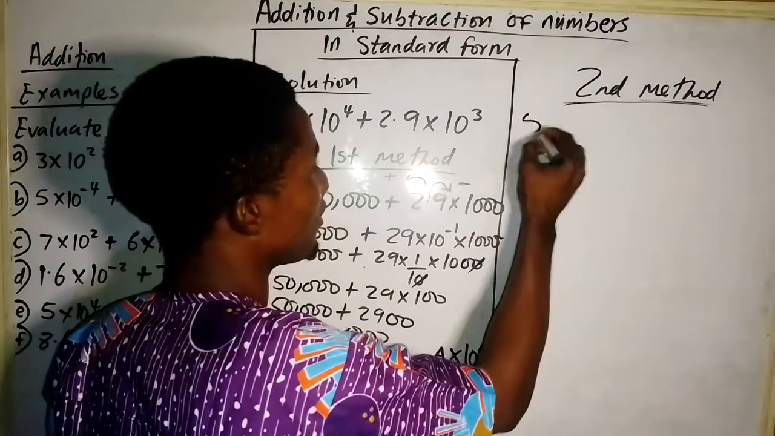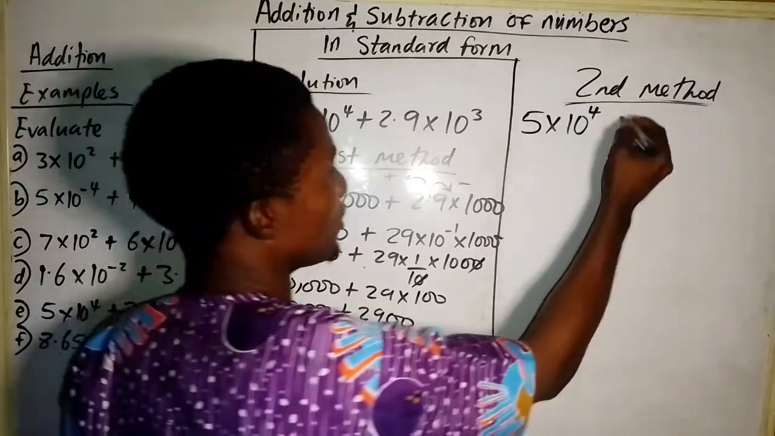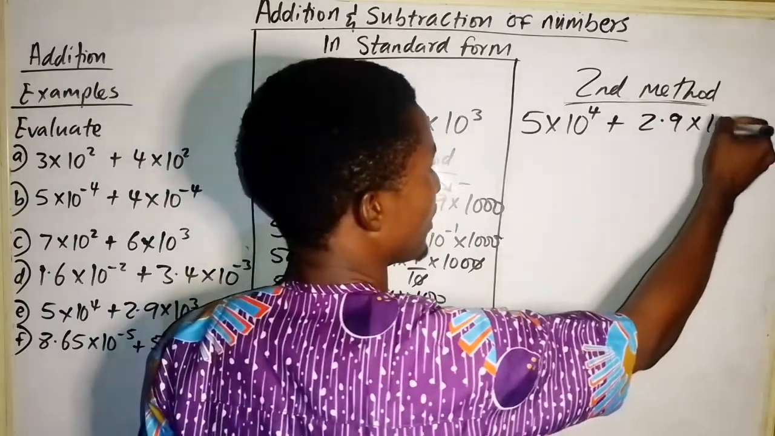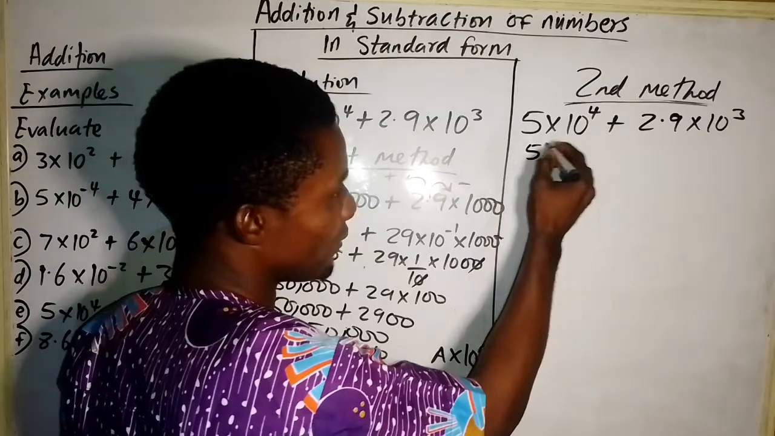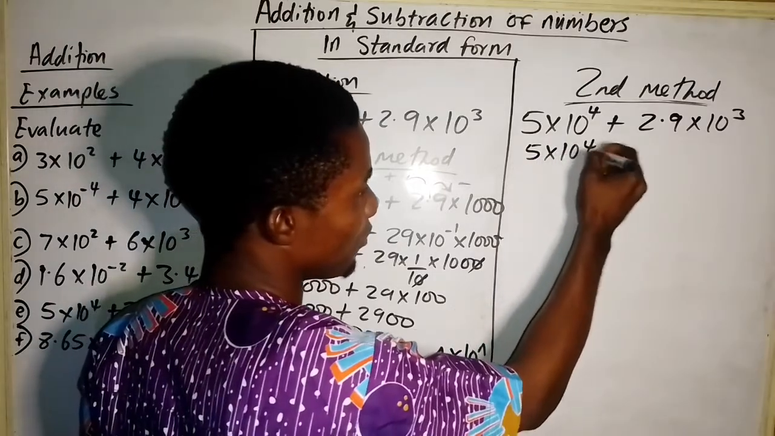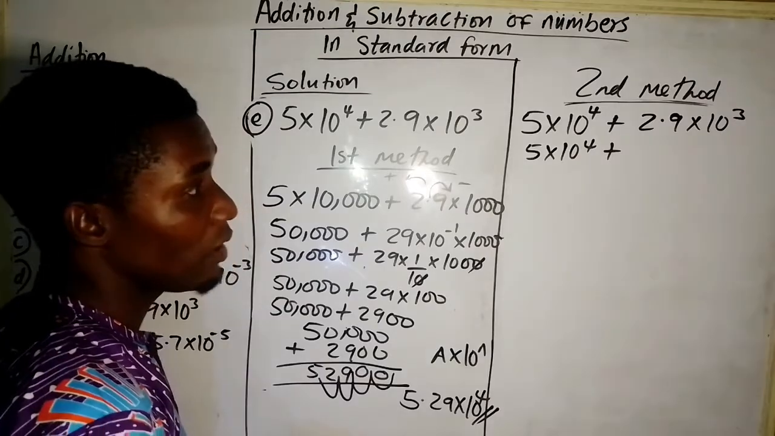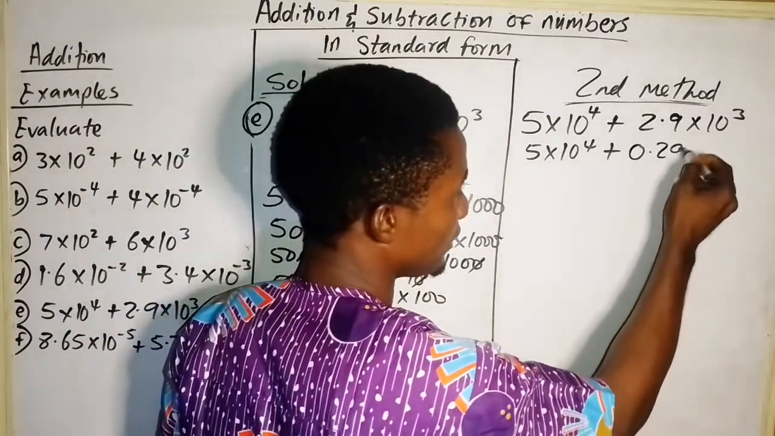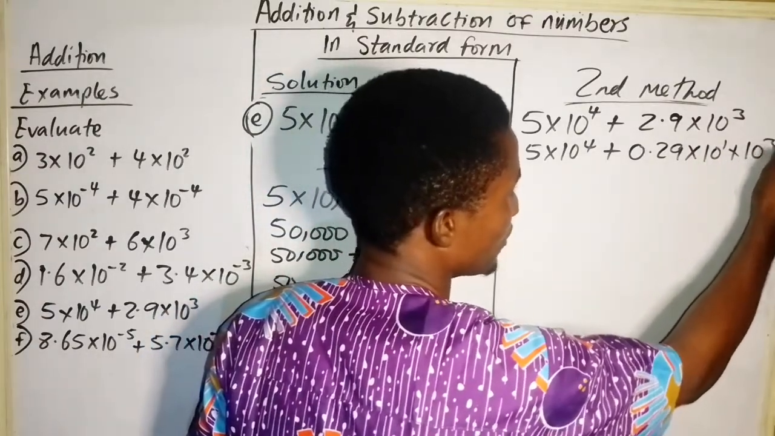So we have 5 times 10 raised to the power 4 plus 2.9 times 10 raised to the power 3. So let's adjust this to what? We're going to be having 5 times 10 raised to the power 4 plus, let's adjust this 2.9 so that we'll be having what? The power of 4. So we're going to be having 0.29 times 10 raised to the power 1 times 10 raised to the power 3.